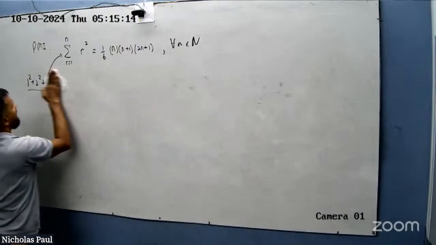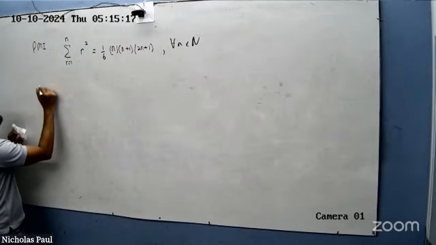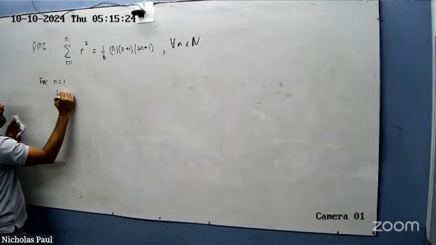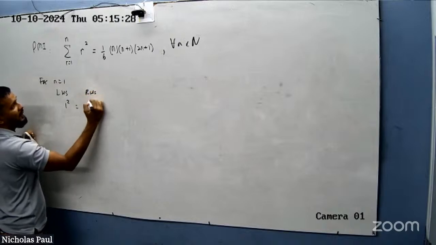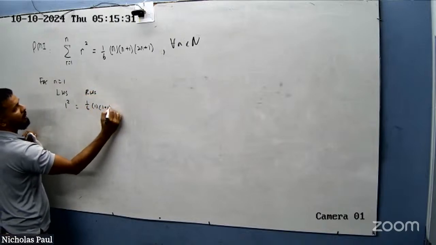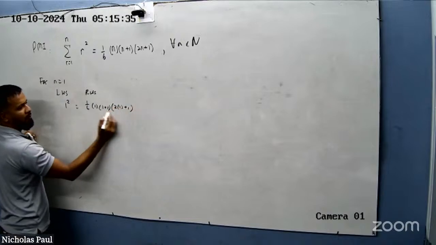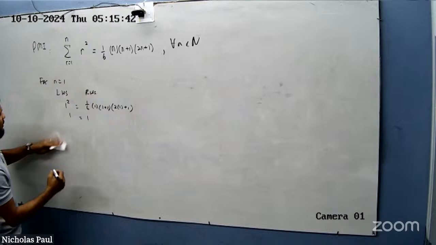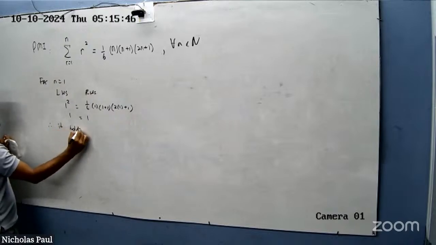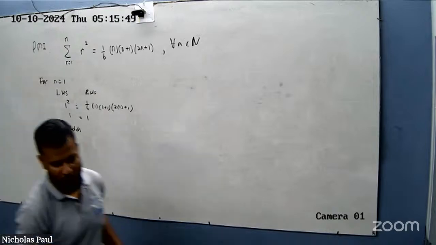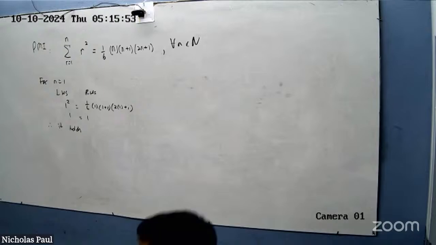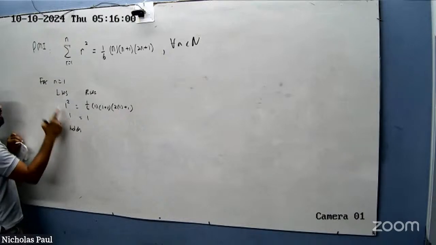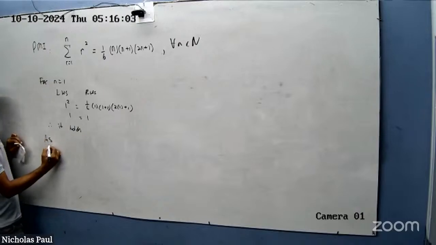All right, so let's see what we got. Let's check for n is equal to 1. Left hand side, that's 1 squared. Right hand side, that's 1/6 by 1 plus 1, 2 by 1 plus 1. This is 3 by 2, that's 6, 6 over 6 is 1. Therefore it holds. Once you figure out it holds for n equal to 1, then we go to the assumption step.